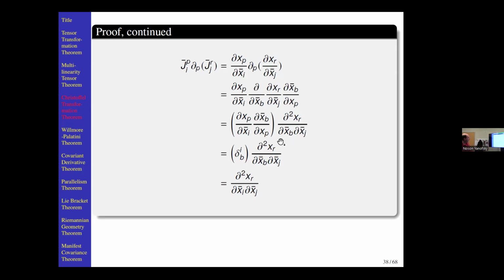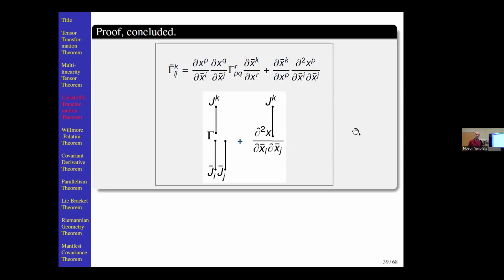And then we show what it looks like in an algebraic string diagram, which to me is helpful because it shows that if you left out the spray part, the second derivative part, you have a tensor transformation on the upper index and on the two lower indices by the Jacobian. Without that, gamma would be a tensor, but it ain't.